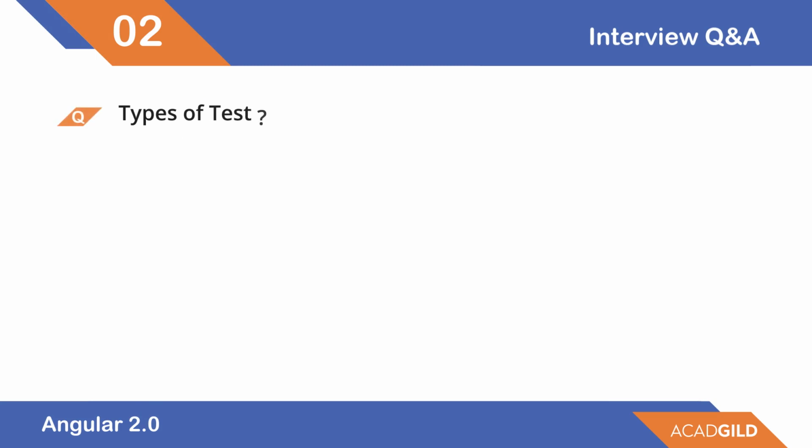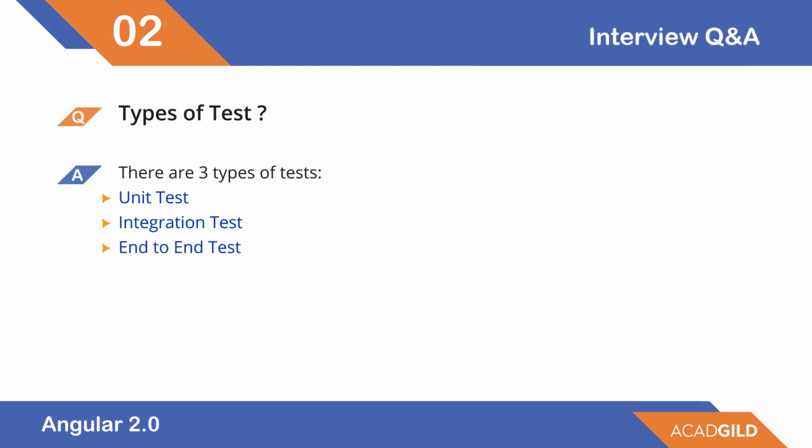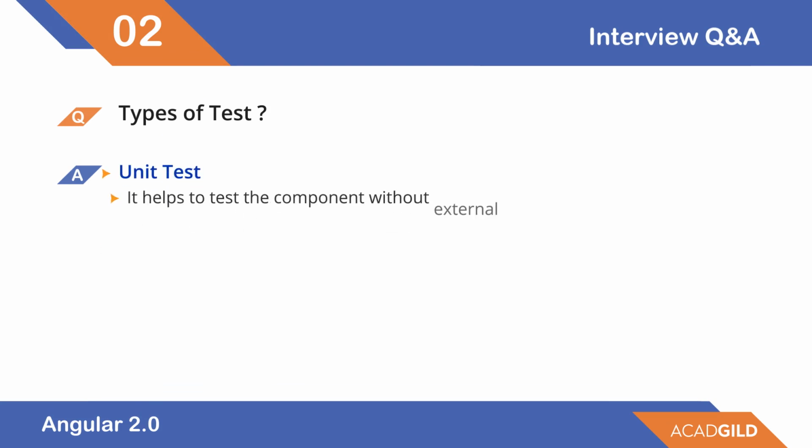Types of tests. There are three types of tests: unit tests, integration tests, and end-to-end tests. A unit test is used to test a component in isolation, without external resources like the file system, database, or API endpoints. In the Angular world, if we have a component, we can test it without its template, browser, or other resources.